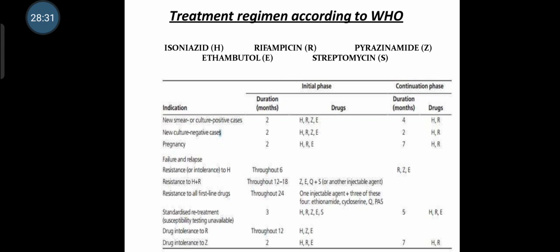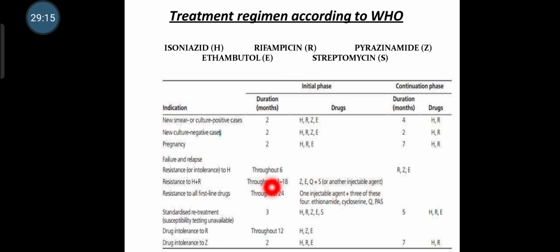So resistance or intolerance for isoniazid, or H plus R, that is isoniazid and rifampicin, is developed throughout. Then resistance to pyrazinamide and rifampicin occurs in 12 to 18 months. Then with resistance to all first line drugs, a regimen is used throughout the 24 months, and in that case pyrazinamide, ethambutol and other drugs can be used.